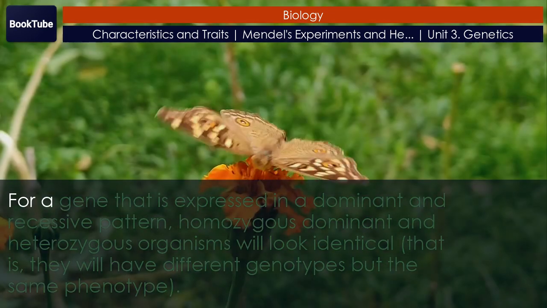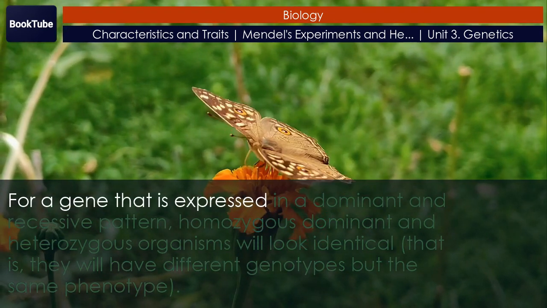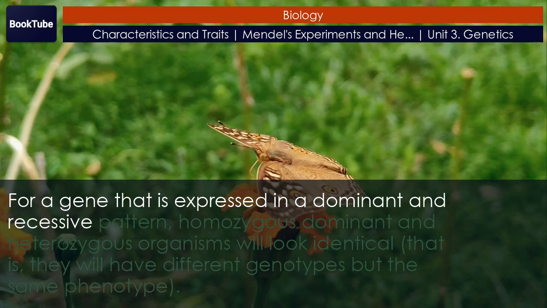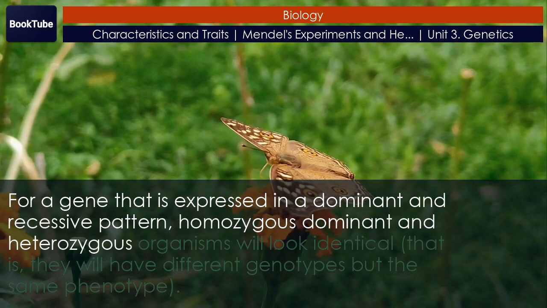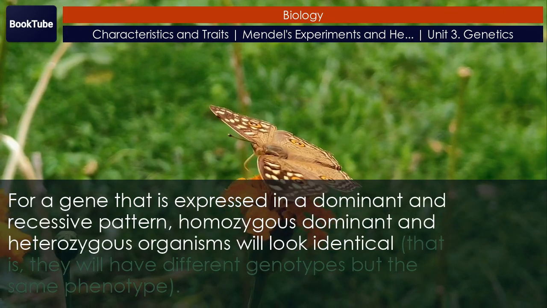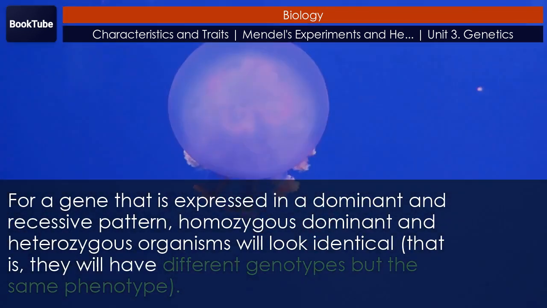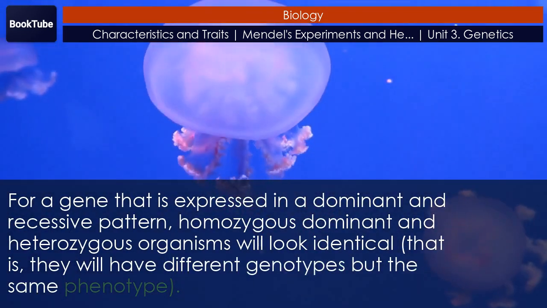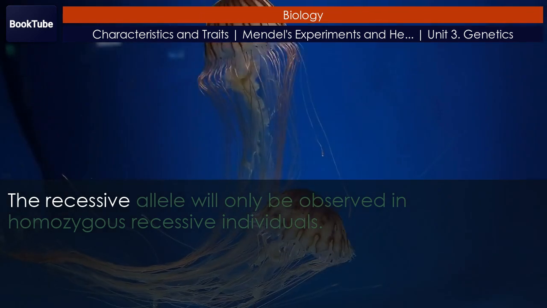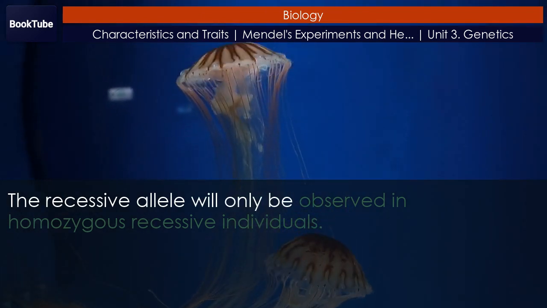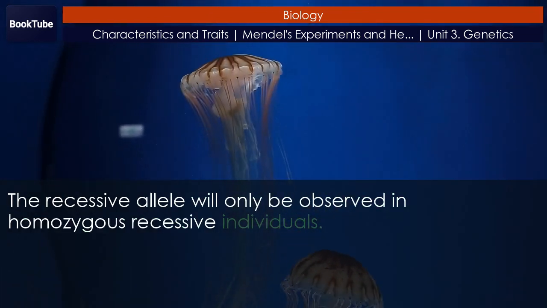For a gene that is expressed in a dominant and recessive pattern, homozygous dominant and heterozygous organisms will look identical. That is, they will have different genotypes but the same phenotype. The recessive allele will only be observed in homozygous recessive individuals.